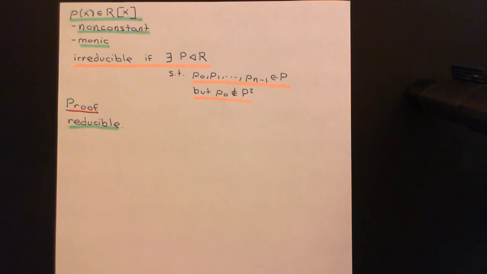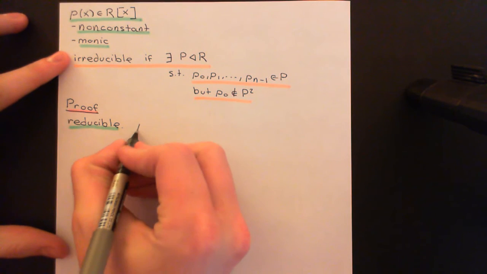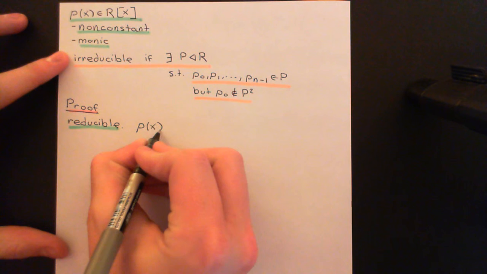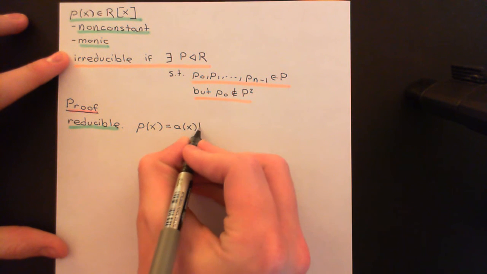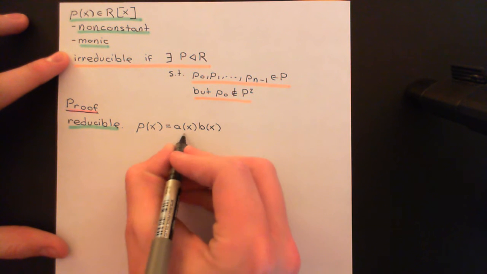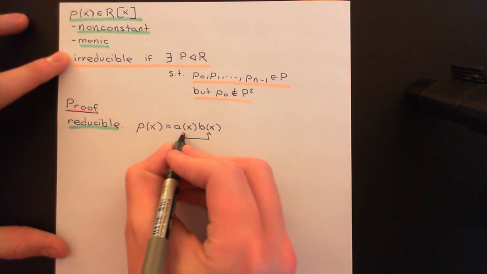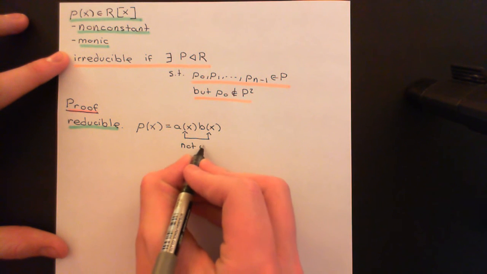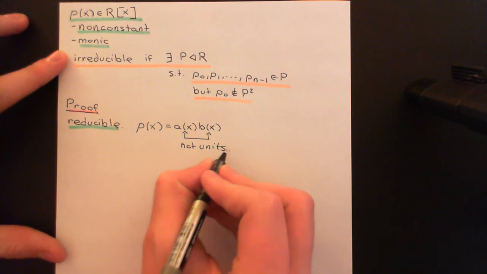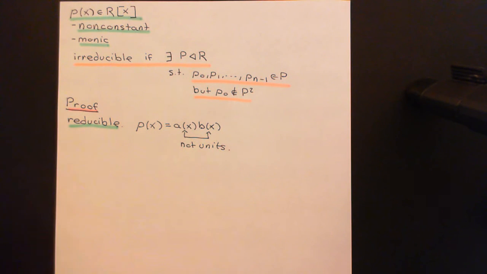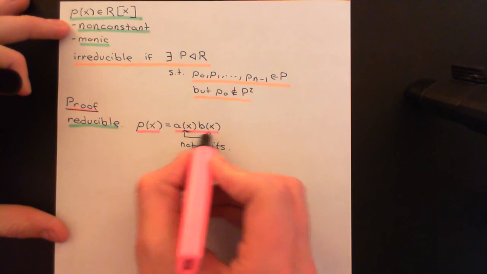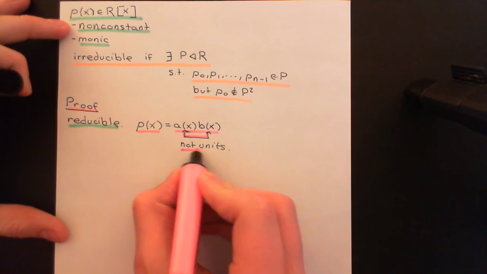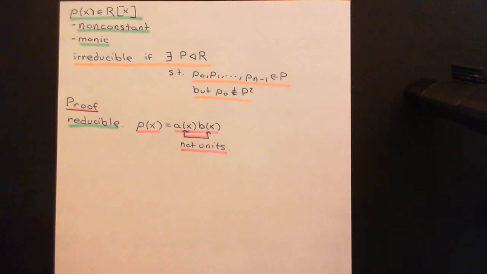What's my first step then? If my polynomial p of x is reducible in the ring of polynomials over the integral domain, then that means that I can write it as one polynomial which I'll call a of x times another polynomial which I'll call b of x, where both of these are non-units. This is a non-trivial multiplication because both of them are not units. So if the polynomial is reducible, then by definition you can find such a factorization into two non-unit elements being multiplied together to give the polynomial p of x.